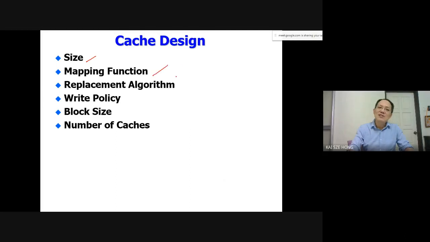This one is definitely a very difficult topic. We have studied this for a few years. I cannot understand this. Wow, mapping function. Very, very difficult. Later, you will know. Replacement algorithm. And then we have the write policy, block size, and number of caches.